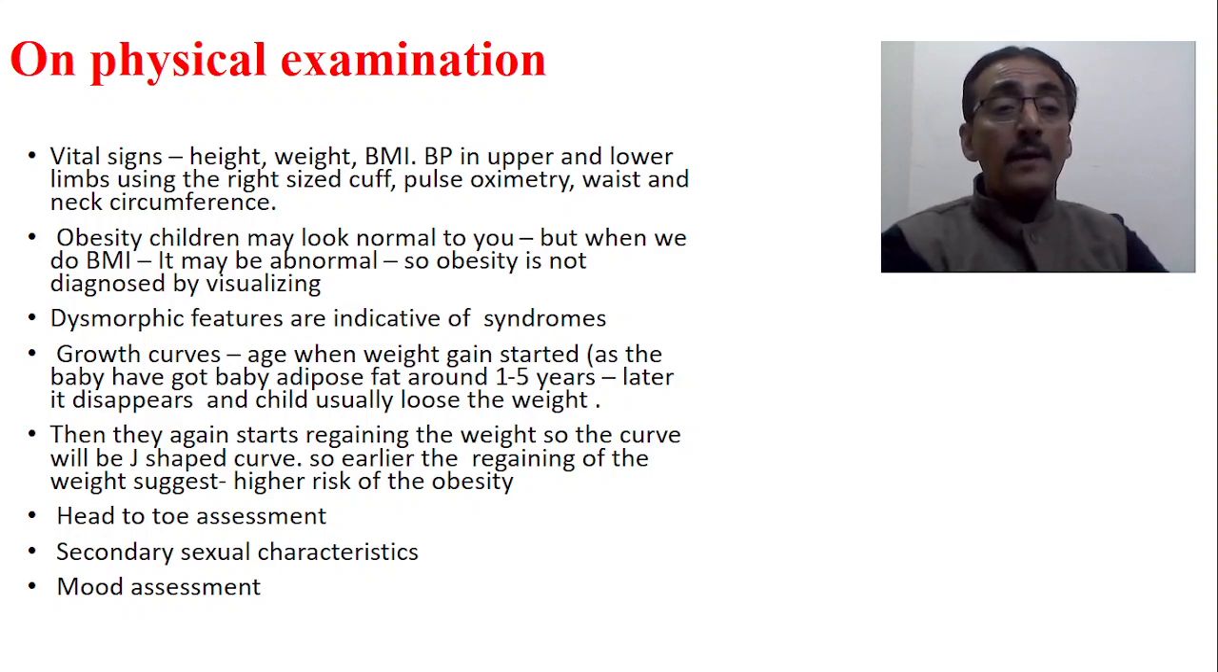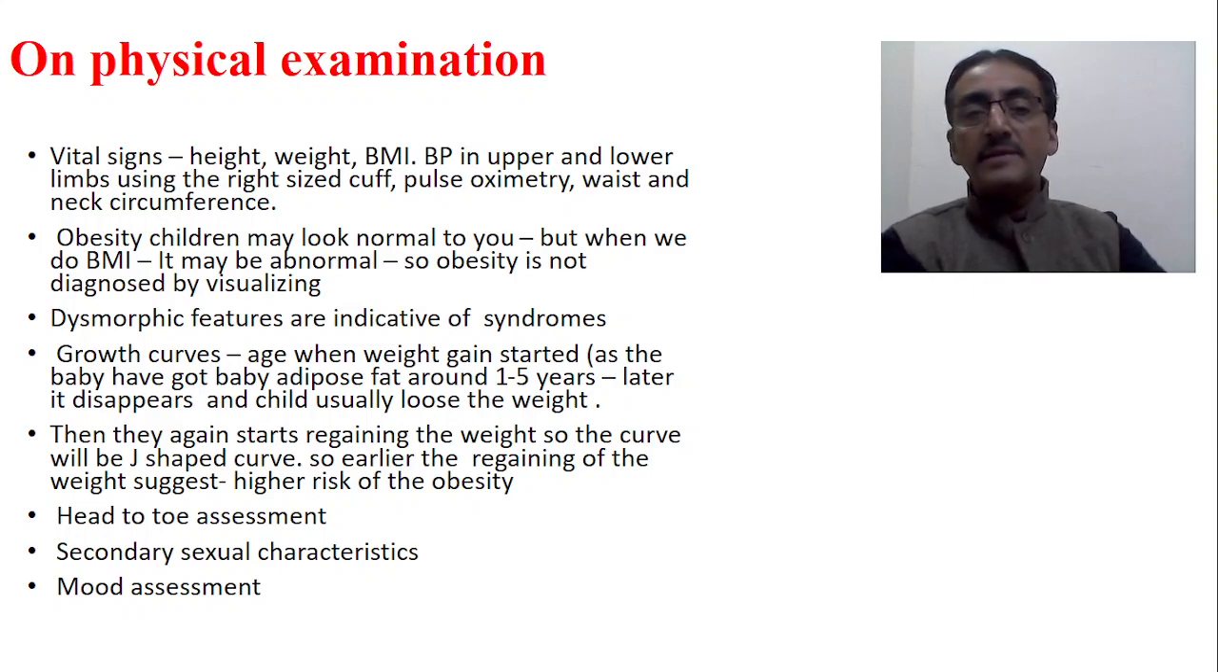Now, growth curves give a correct indication of from where the weight gaining started, at what particular age the weight gain started. Then they again start regaining the weight. So the curve will be a J-shaped curve. Okay, so first there is more weight, and then around 5 years onwards it suddenly drops down. Again they start regaining the weight. So we have a J shape of the curve.